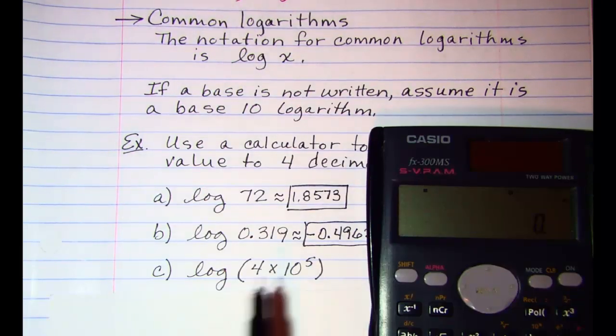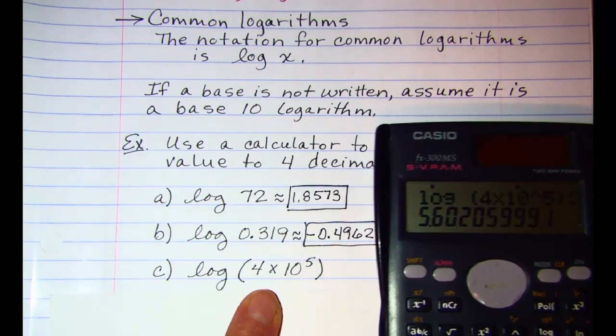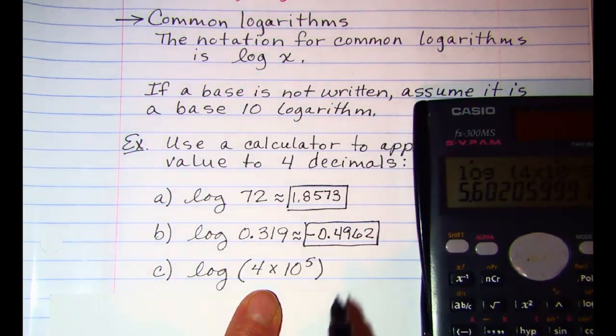Sometimes in science applications, you'll need to find the log of a number written in scientific notation, and this is easy enough to do. I'm just going to use my parentheses and write this as 4 times 10 to the 5th power. So we get 5.6021.